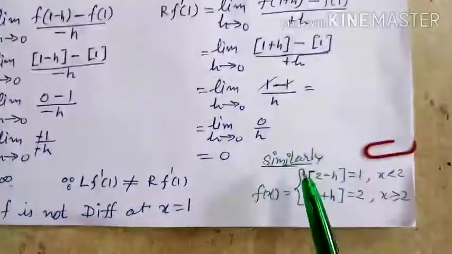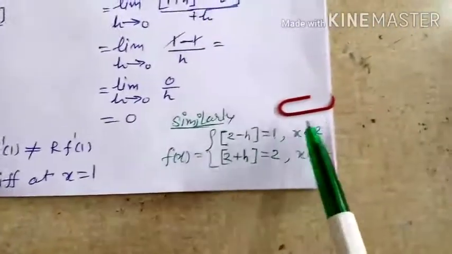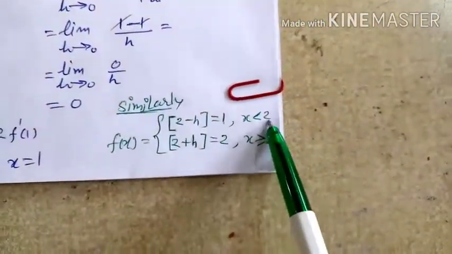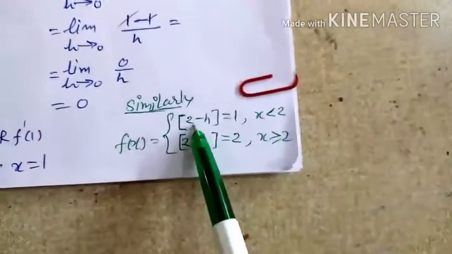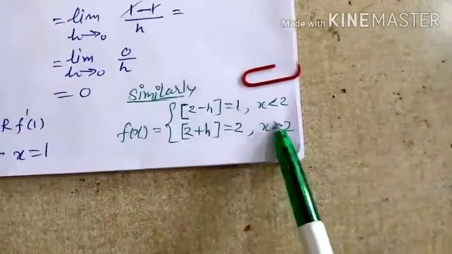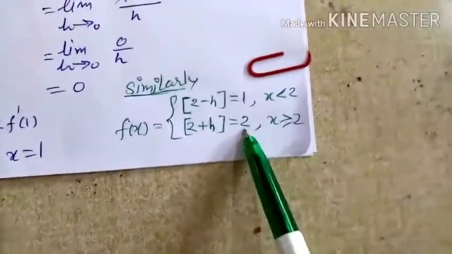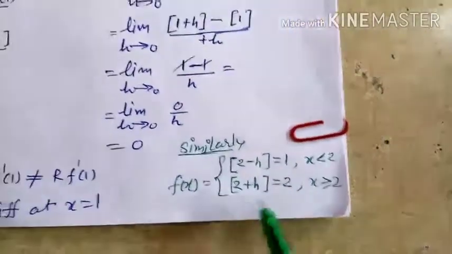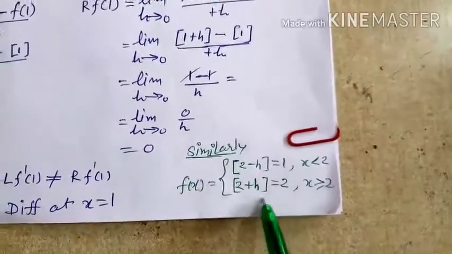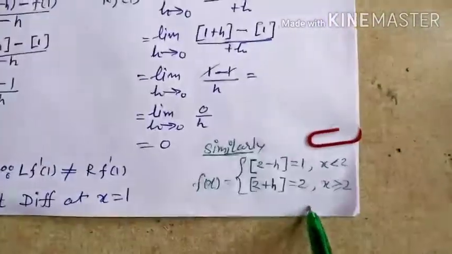Similarly, you will show that the function is also not differentiable at x equal to 2. So when it is less than 2, suppose 2 minus h, then it will be only 1, and if it is greater than or equal to 2, it means 2 plus h, then the function remains as it is, it means 2. So you will try and show that the function is not differentiable at x equal to 2 also.